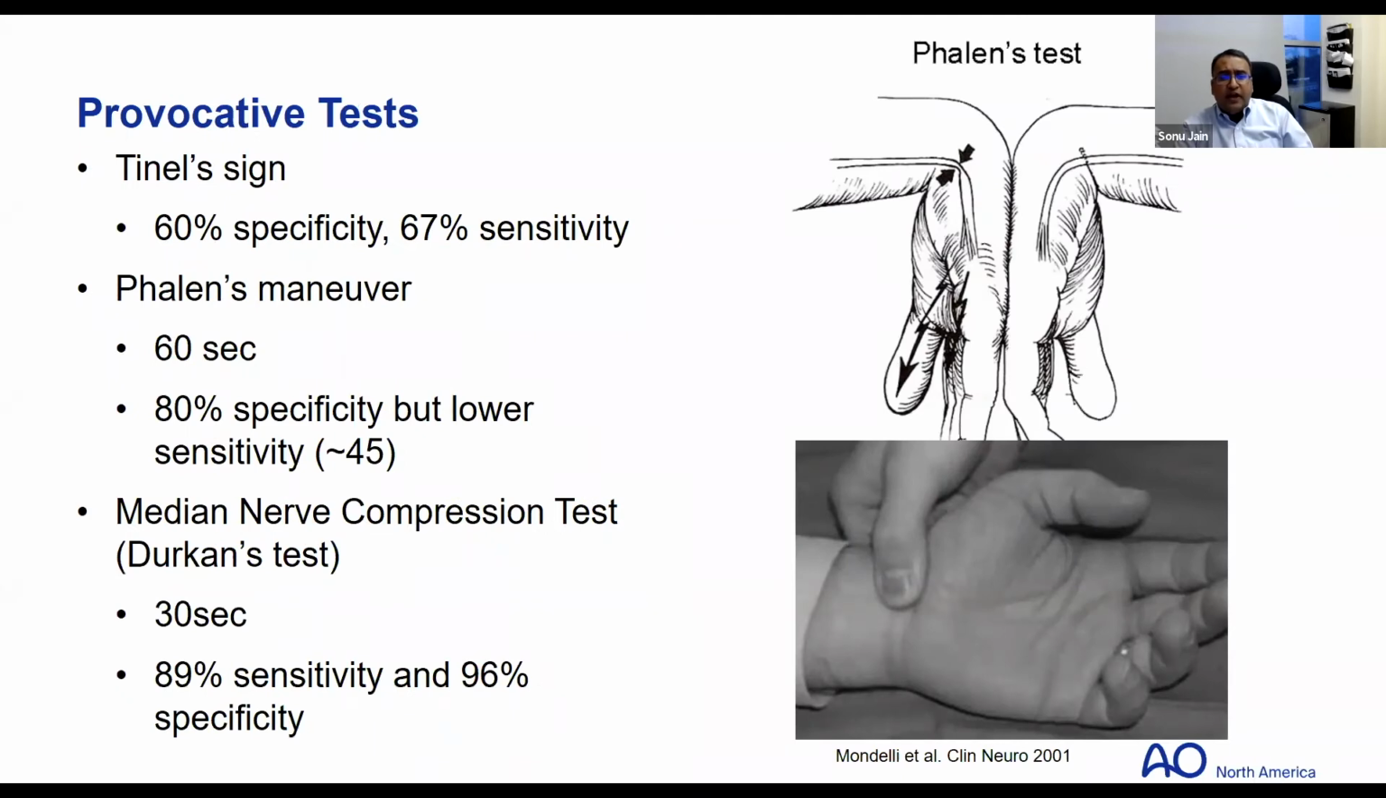Provocative tests that you can do for this include the Tinel sign, which has a reasonable specificity and sensitivity, and Phalen's is also a little bit better, slightly, but your median nerve compression test, which is your Durkan's test, is much more sensitive and specific. You want to do this for about 30 seconds, and I usually combine the median compression with the Phalen's and get a modified or an augmented Durkan's to do that in one step, again for 30 seconds.